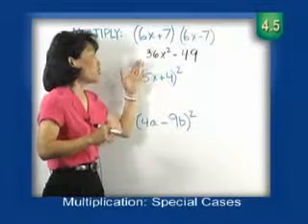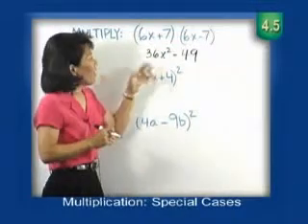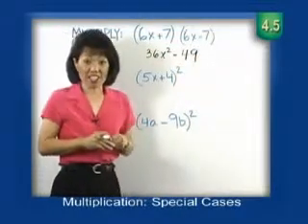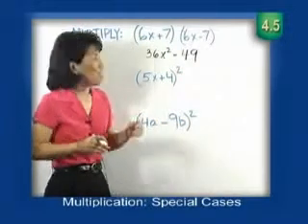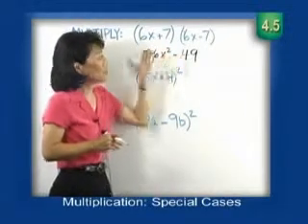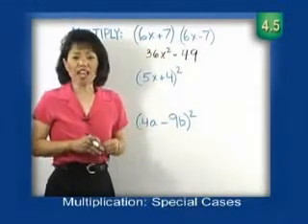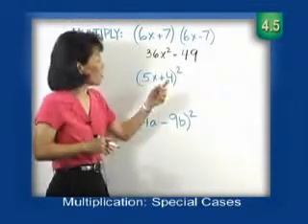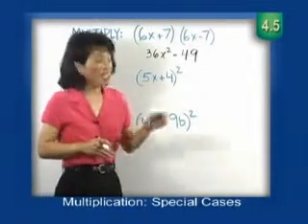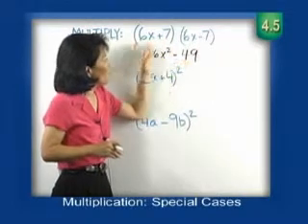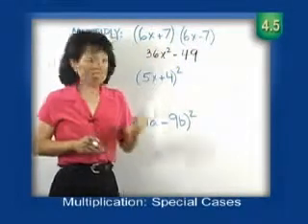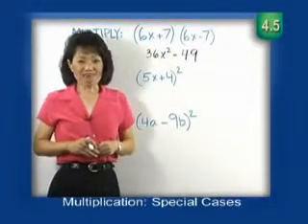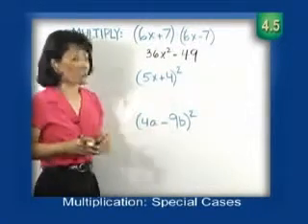Now, if you don't recognize that right away and you go ahead and FOIL the entire problem, that's okay because you would normally get in the middle positive 42x and minus 42x, so you would get the 0 in the middle anyway. It would just take you a little bit longer, so if you remember this special product, you're going to save yourself a little time. Let's look at our next special product.